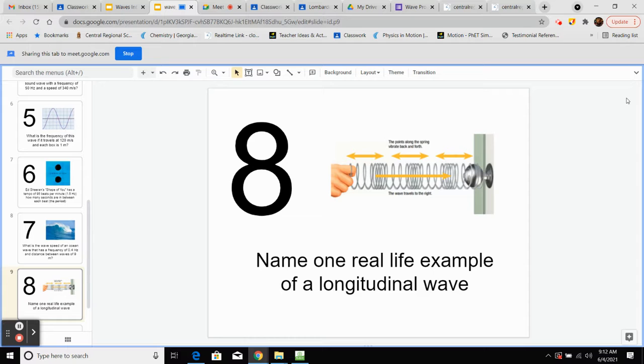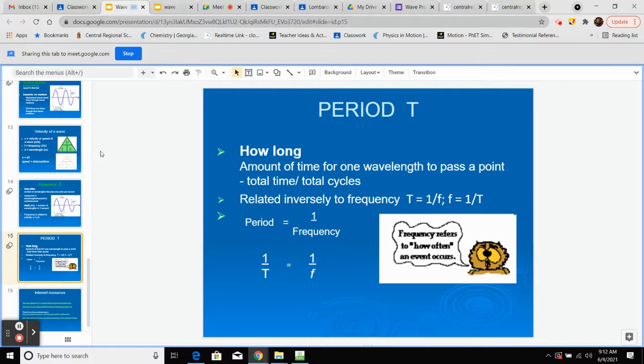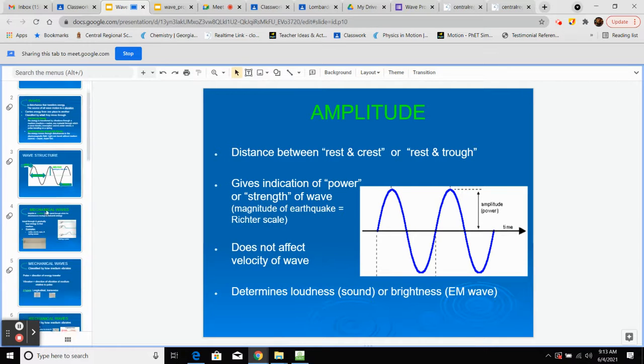Ooh, name one real-life example of a longitudinal wave. Well, you can't necessarily just say slinky because with the slinky, you can make both types of waves. So what we're looking for here, longitudinals.